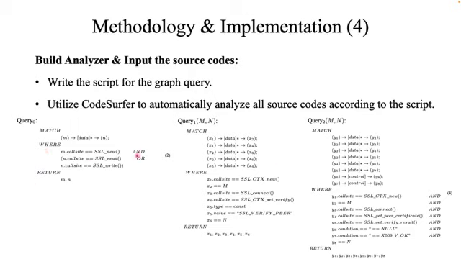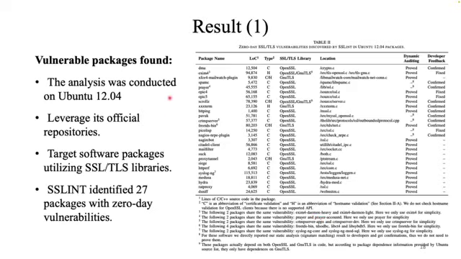So we will first query the session, and then we will examine if the session maintains any types of correct usage. Okay, and now let's look at the results. So SSLINT analyzed 381 packages from Ubuntu 12.04 repositories. Among these, it identified 27 zero-day vulnerabilities, and it highlighted the widespread misuse.